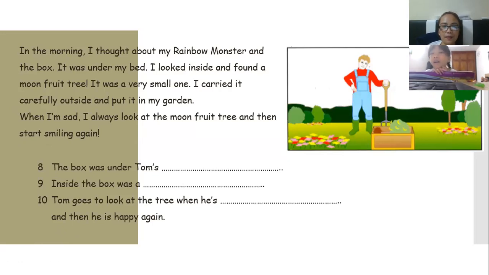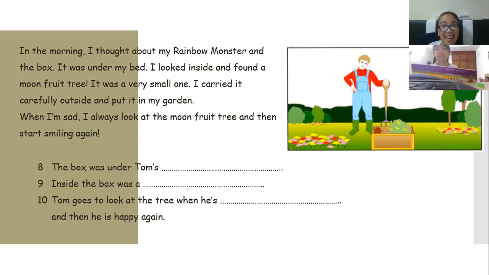In the morning, I told about my rainbow monster and the box. It was under my bed. I looked inside and found a moon fruit tree. It was a very small one. I carefully took it outside and put it in my garden. When I'm sad, I always look at the moon fruit tree, and the dark stars.